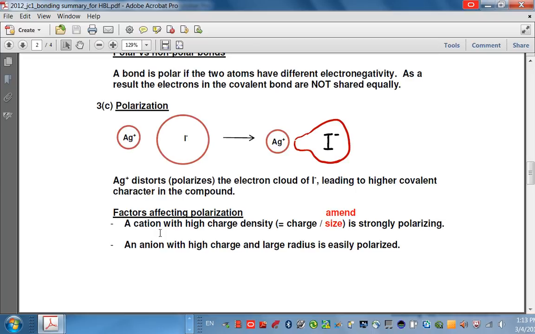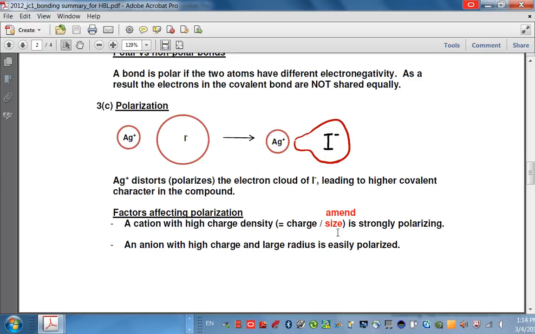Basically a cation with high charge density is strongly polarizing. Okay, the definition of charge density is charge over size. There's an amendment that I want you to make in your summary notes. It's not charge over mass, it's charge over size. Size meaning the radius or the volume.